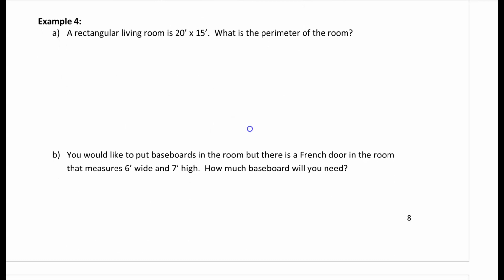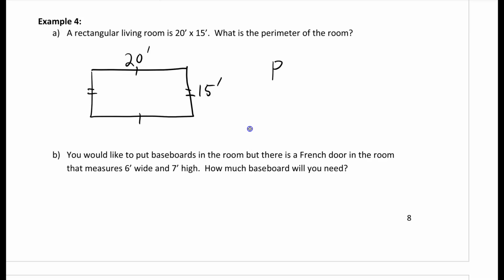For example 4, a rectangular living room is 20 feet by 15 feet. What is the perimeter of the room? Well, we have a rectangle, and we have 20 feet by 15 feet. Just like the example above, you're going to have the same top and bottom and same left and right. So find the perimeter of this room.